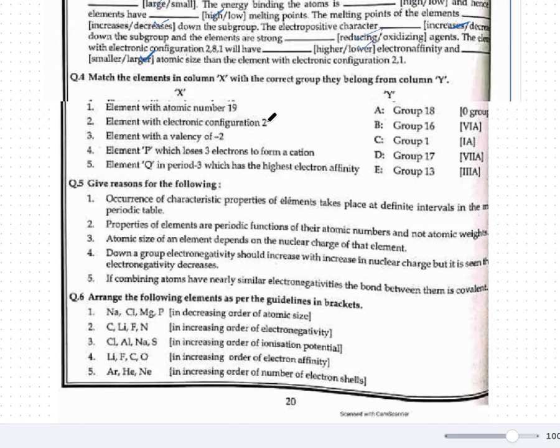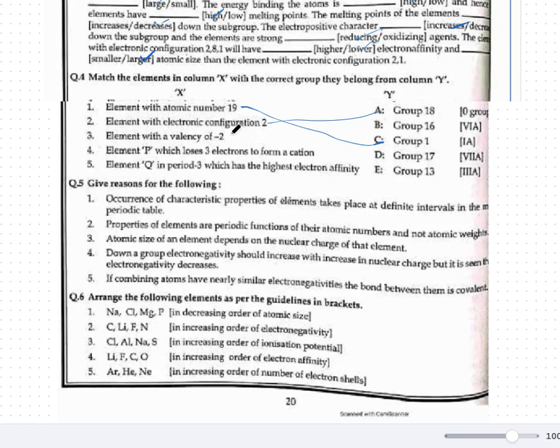that means it is connected to group 1. Okay, so elements with electronic configuration 2, that is just one shell, just one orbit, that can happen only for helium, that's an inert gas, so it is group 18.